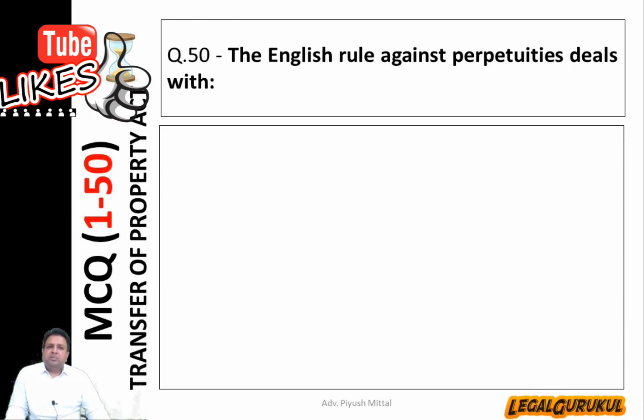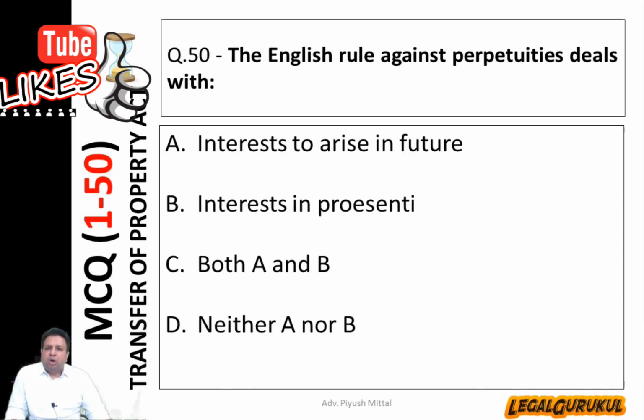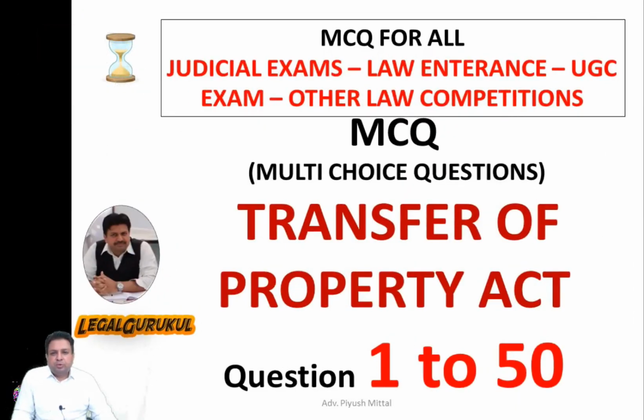Question number 50. The English rule against perpetuities deals with option A. Interest to arise in future, B. Interest in praesenti, C. Both A and B, D. Neither A nor B. And the correct answer is C. Both A and B.